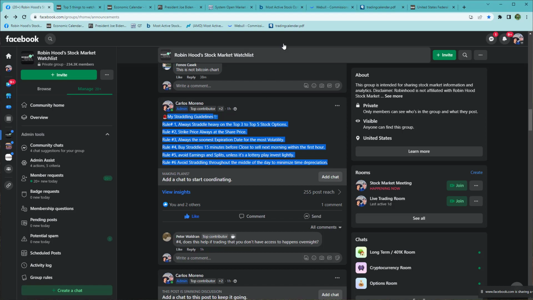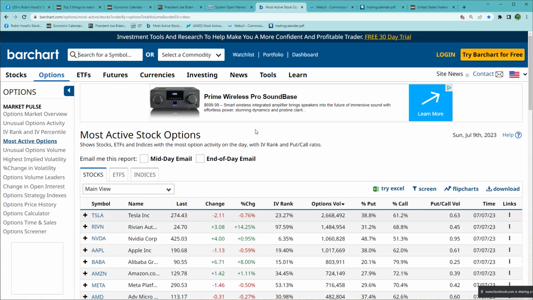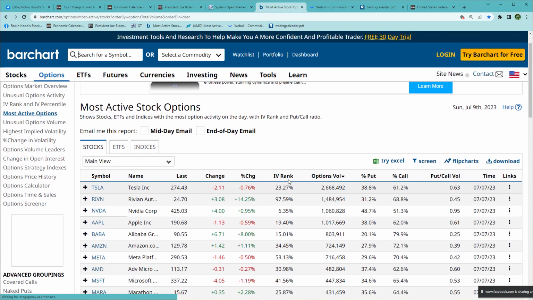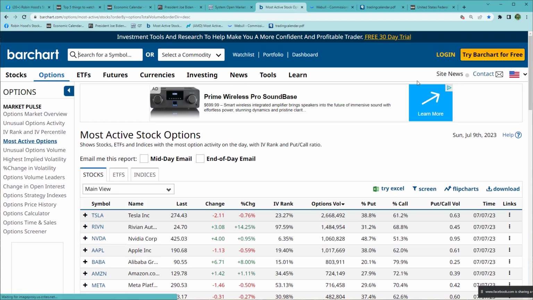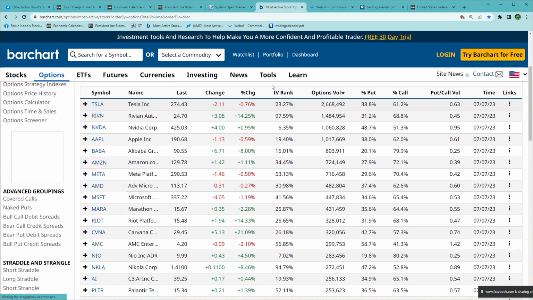The best place to get that information from, I use a website called barchart.com, and it's free. It doesn't cost anything unless you want to go with their premium. If we go over to the options menu and over to the most active options, now we can see what stocks are the most active within the options world. It automatically updates about every 15 minutes when the stock market's open, and the price changes every second.